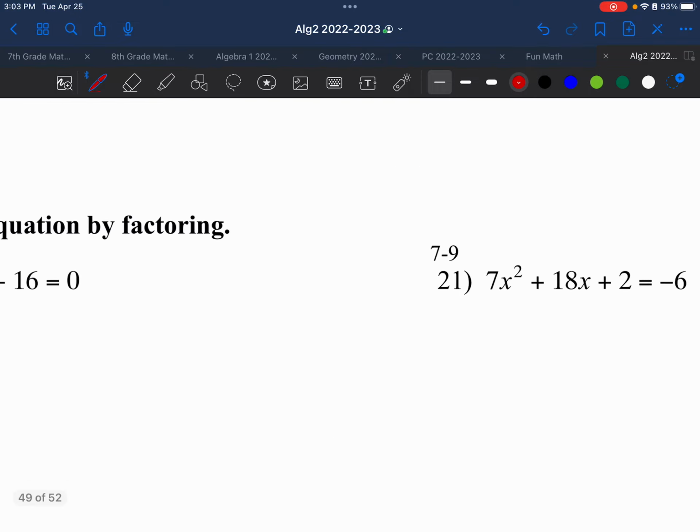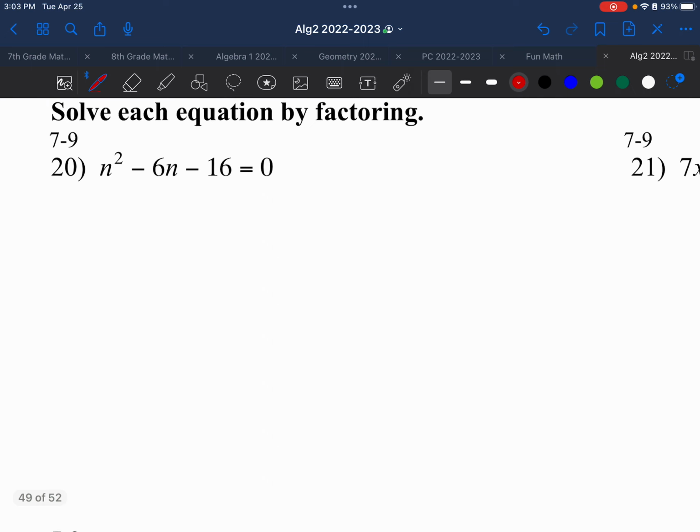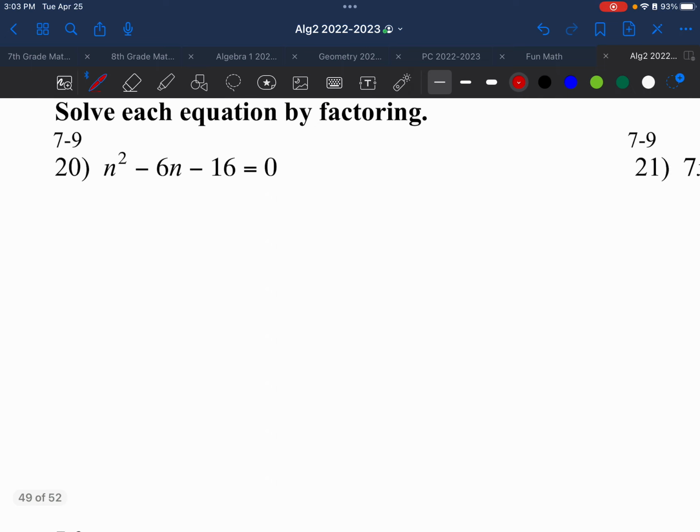Good. All right, on to number 20. By the way, in the clock it says 3:03 in the top left. Once it hits 3:14, I'm going to go ahead and stop the video roughly around there, maybe a little bit before that, so I can let the video compile and upload to YouTube.